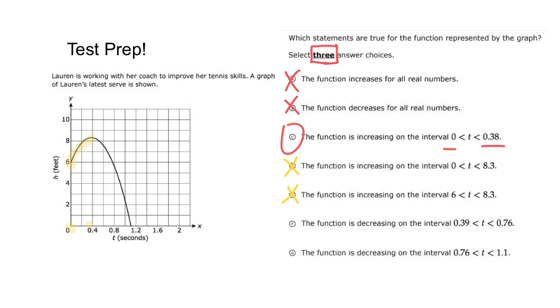So then F, obviously it must be F and G, but let's look at why those are true. F says it's decreasing from 0.39 to 0.76. So 0.39 would be right here, 0.76 would be about here. That goes from this to this. That section of graph is definitely decreasing, so this is acceptable. And then the next one says from 0.76 to 1.1. Well, if 0.76 is here and 1.1 is here, that section of graph is also decreasing. So that's true too.